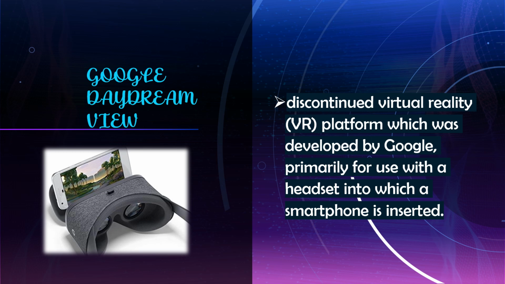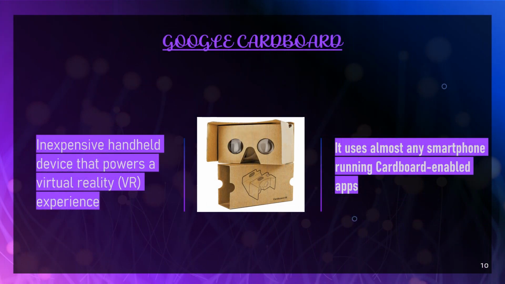So the next one is Google Daydream. It is a discontinued virtual reality platform which was developed by Google primarily for use with a headset into which a smartphone is inserted. The last one is Google Cardboard. It is an inexpensive handheld device that powers a virtual reality experience using almost any smartphone running cardboard-enabled apps.